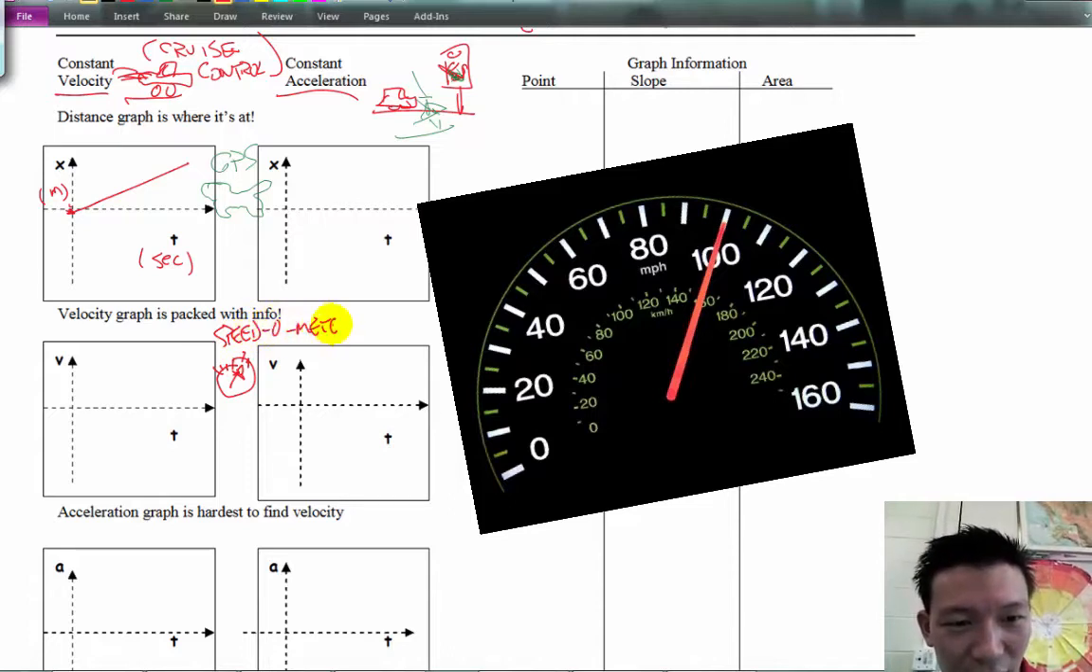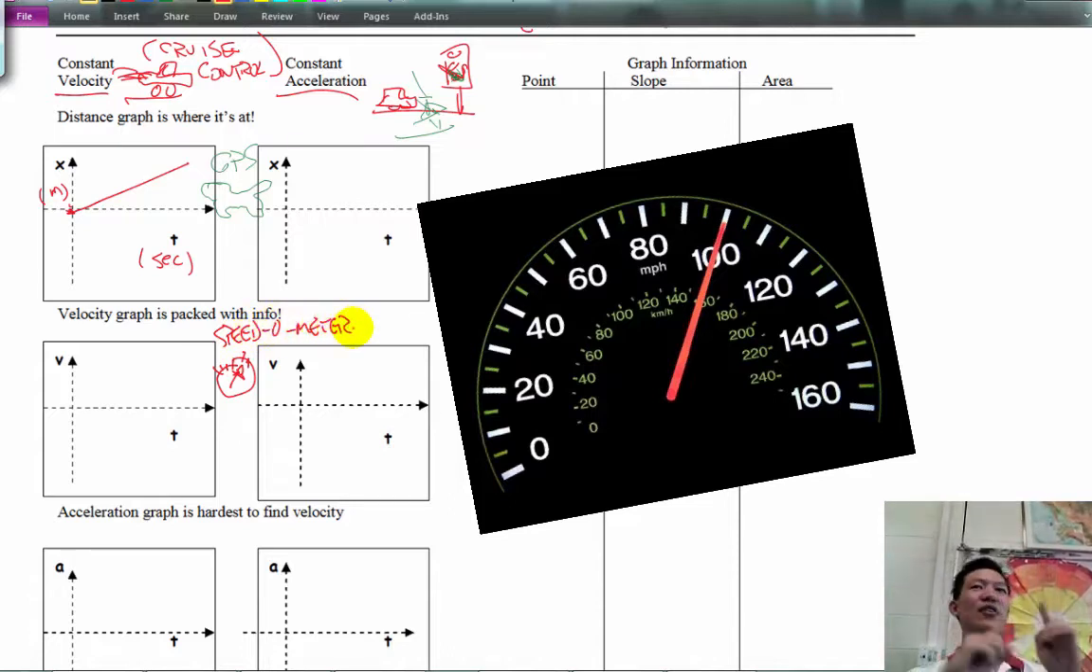Except technically your speedometer does not measure velocity. Your speedometer would have to give not only your speed, but also your direction. That's velocity, speed with direction. So it'd have to be like a speedometer with a compass, and then maybe go negative if you go backwards, something like that. So actually, this is very practical.